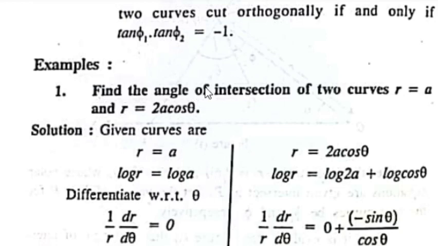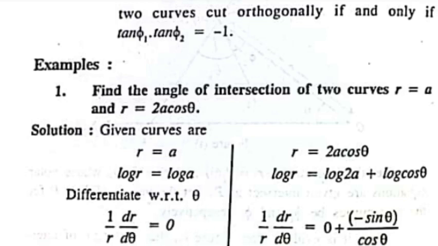Okay, so now we solve problems on this. Find the angle of intersection of two curves. The first curve is r is equal to a, and the second curve is r is equal to 2a cos theta. So these are the two curves, and we have to find the angle of intersection. First we take the first curve, r is equal to a, then apply log. Log r is equal to log a, then differentiate with respect to theta. So 1 by r dr by d theta is equal to 0. Or reverse this: r into d theta by dr is equal to 1 by 0, which is infinity.